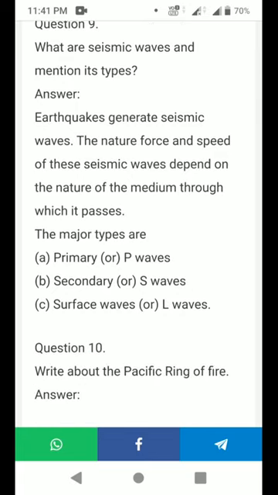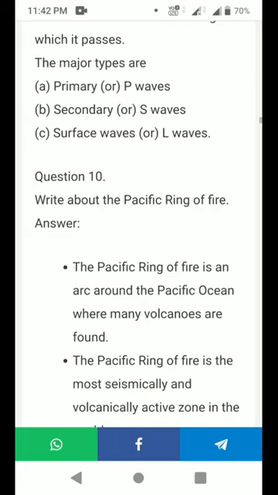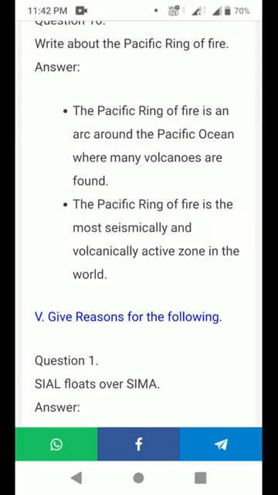Earthquakes generate seismic waves. The nature, force and speed of the seismic waves depend on the nature of the medium through which they pass. The major types are primary or P waves, secondary or S waves, and surface waves or L waves.